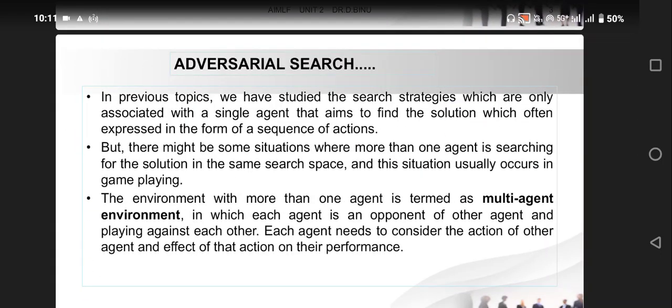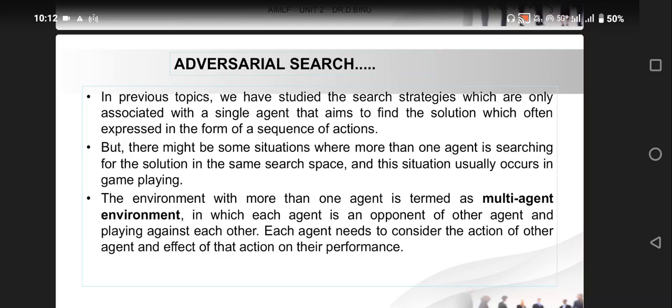Already we saw some search strategies which are only associated with a single agent that aims to find the solution, often expressed in the form of a sequence of actions. But there may be some situations where more than one agent is searching for the solution in the same search space, and this situation usually occurs in game playing.